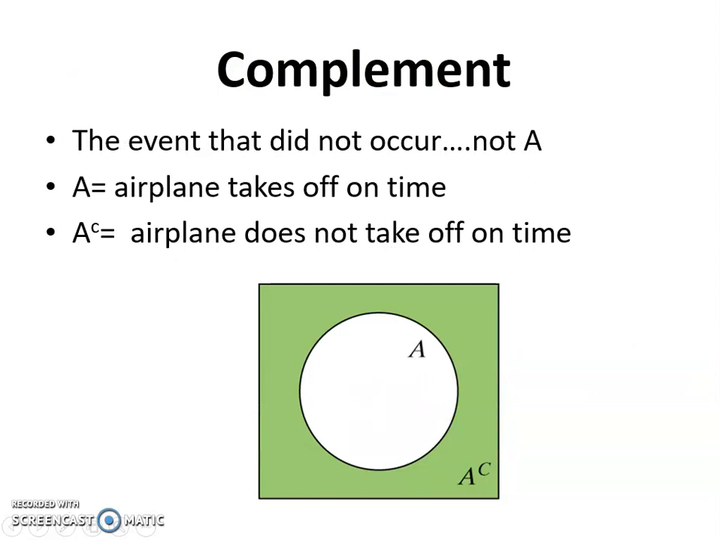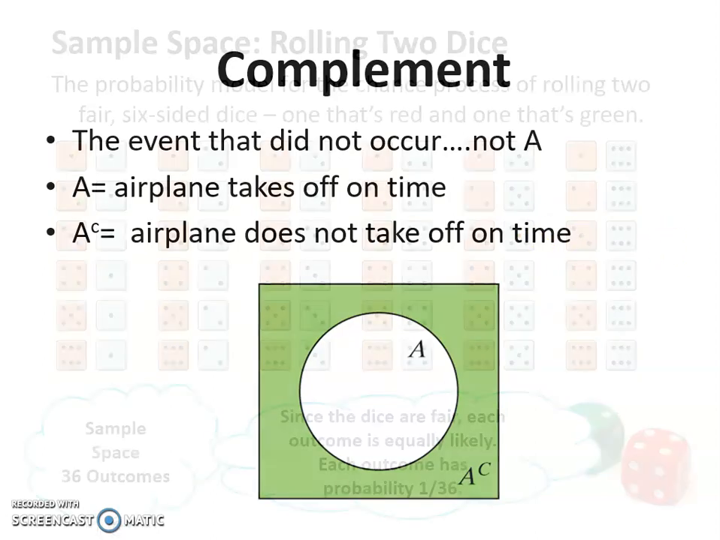Now, a complement is an event that did not occur, so not A. For instance, if event A is the airplane takes off on time, the complement of A is denoted by this little C in the exponent. You might also see an apostrophe there instead of the C. The complement of this would be the airplane does not take off on time. So if there's, for instance, a 20% chance it takes off on time, there would be an 80% chance it does not take off on time.